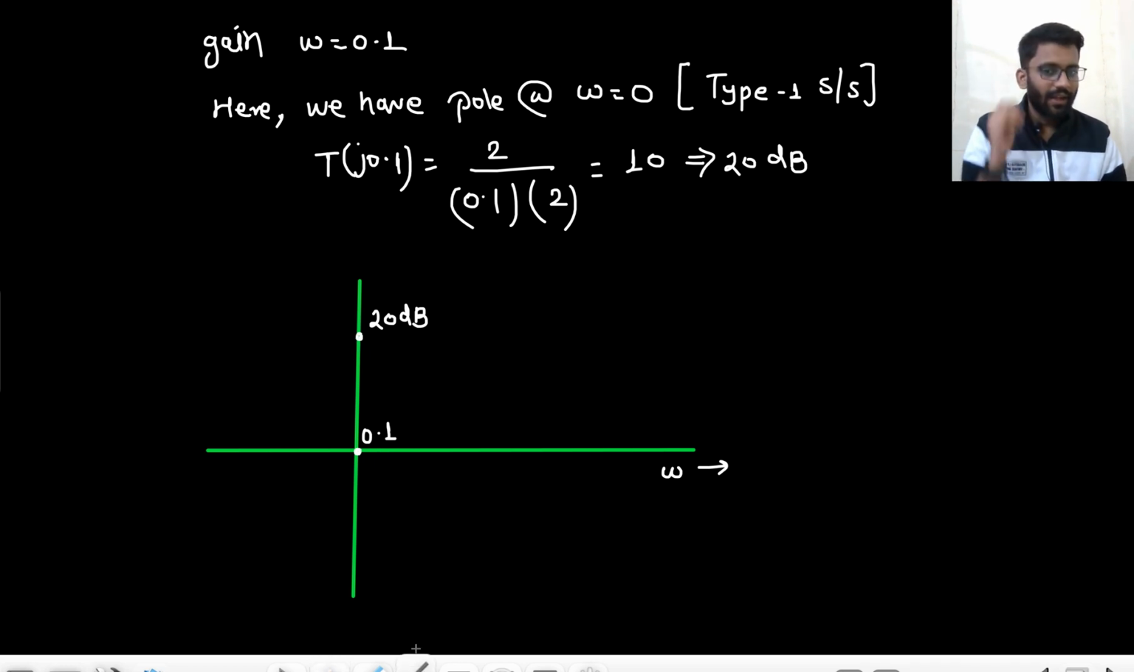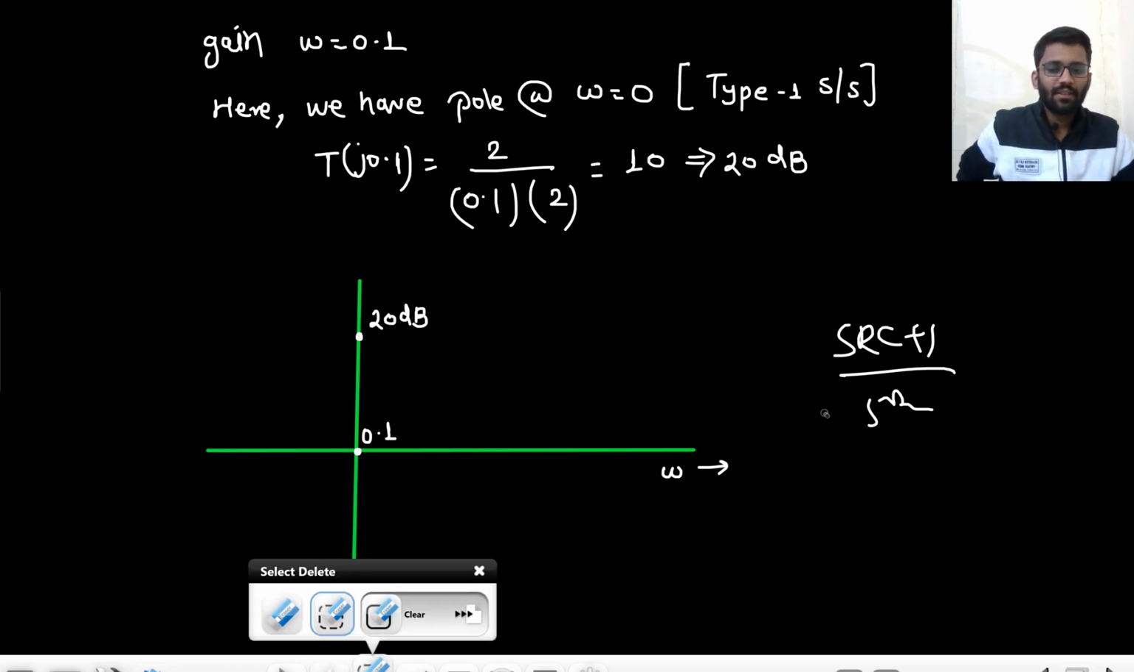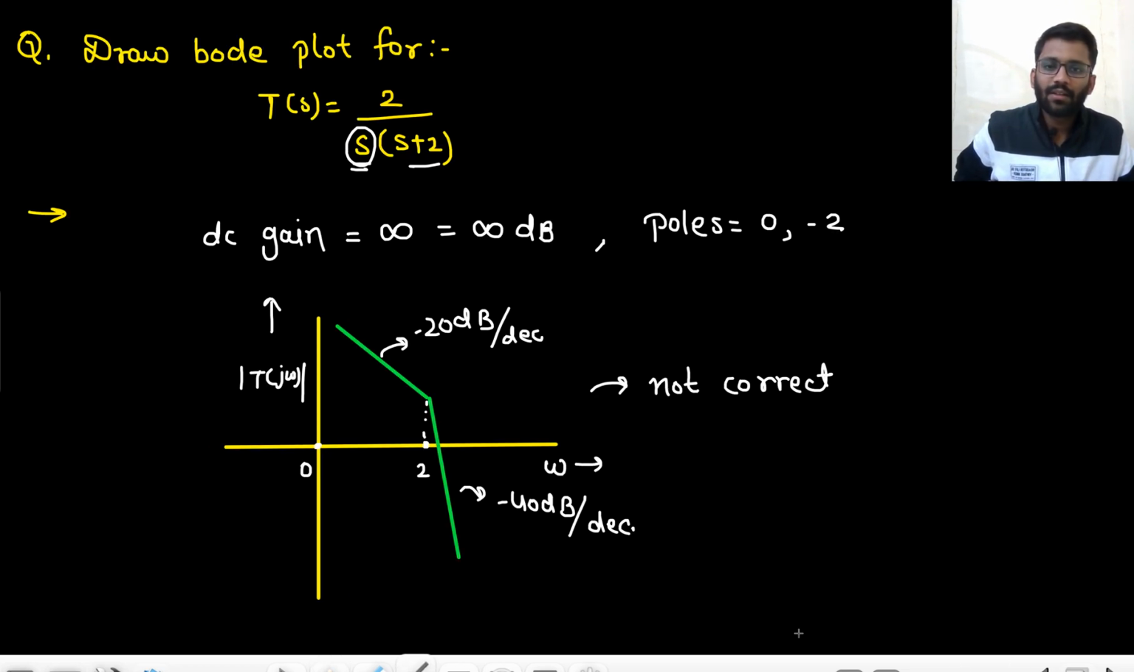In the interview, you don't need to find this value. You will just say at 0.1 I am starting with a finite value. You don't need to find that it is 20 dB, because in interviews there will be variables like SRC plus 1, SR1C1 plus 1, like that. There will be variables, so you don't need to find the value at 0.1. You will just tell them that at omega equals to 0.1 I am having a finite gain, and then I encounter what?